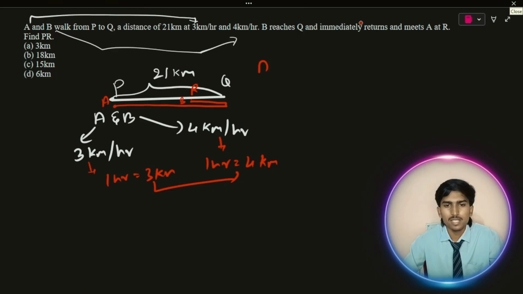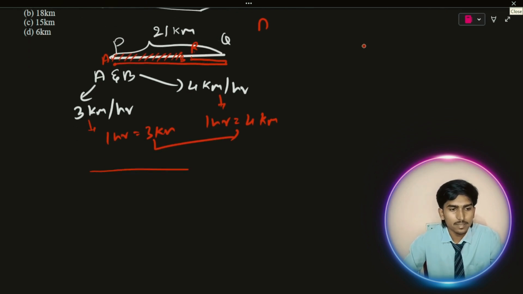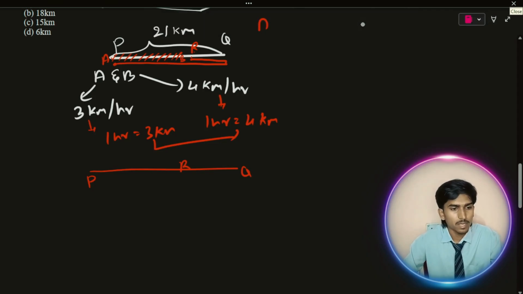Let's take this point as R, because they already gave it in the question. So somewhere at this point B meets A at R. They are asking to find PR. That means this one they are asking, this is the distance they are asking, P and R. Okay, I'm going to draw another diagram and you will understand. This is P, this is Q, this is R. Okay, a minute. They are asking P and R. This is the distance they are asking.